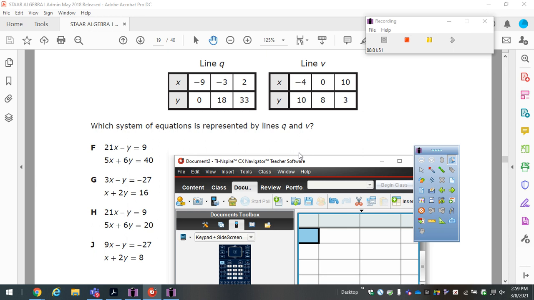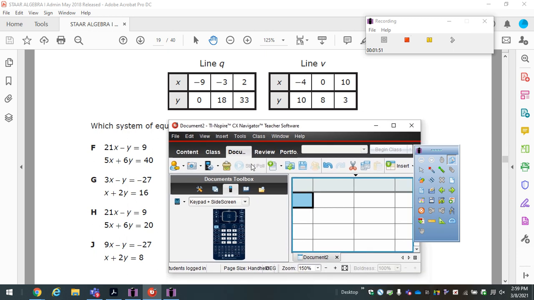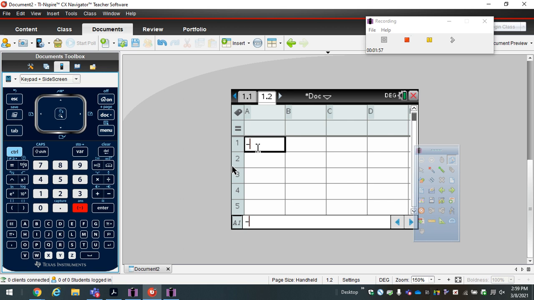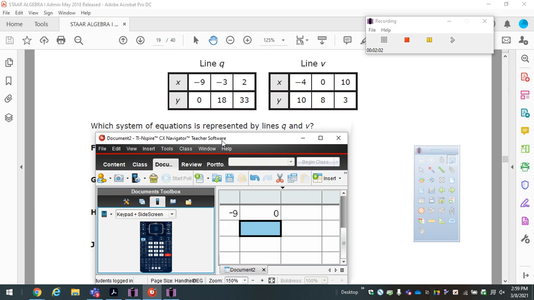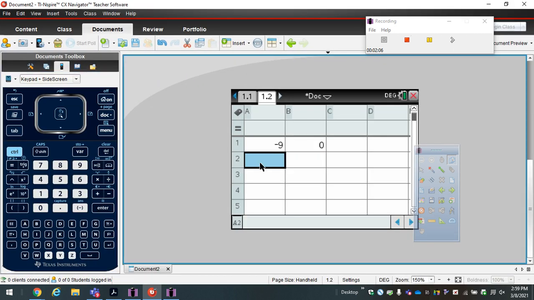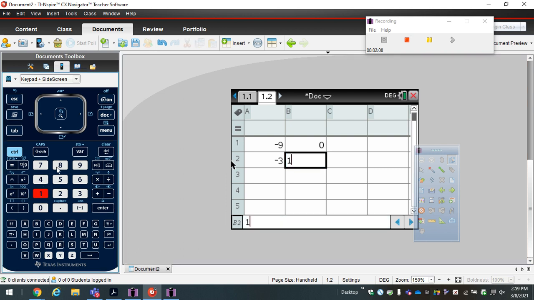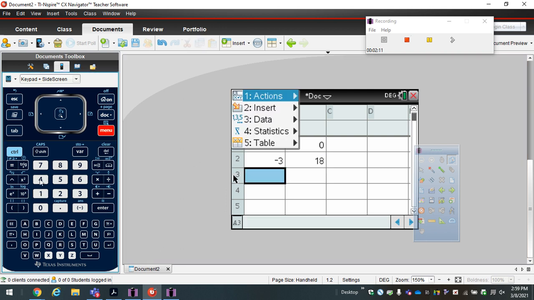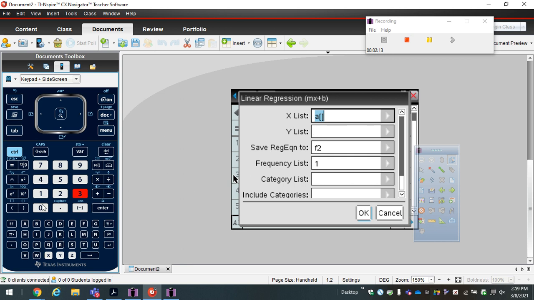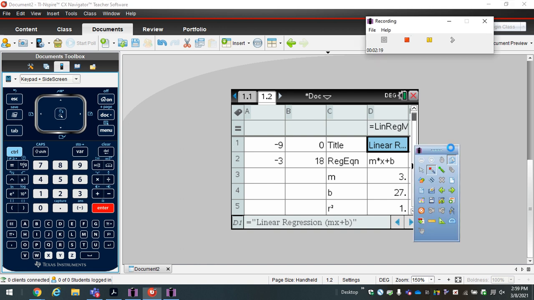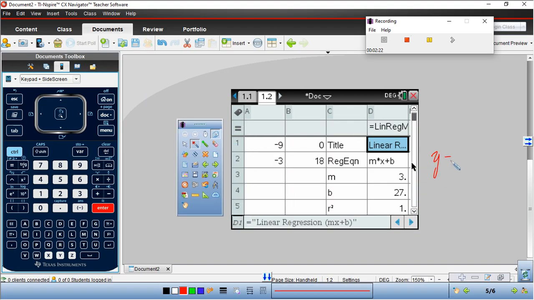Oh, great, the numbers are -9, 0. -9, 0. -3, 18. Here you go. Menu 4, 1, 3. B. Control this. Enter, enter. Here we go. Y is equal to 3x plus 27. Now, that is my answer, and I want to look for that.